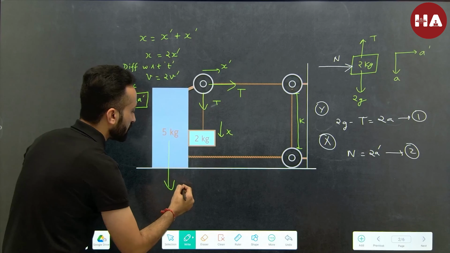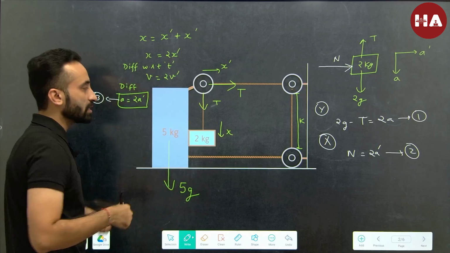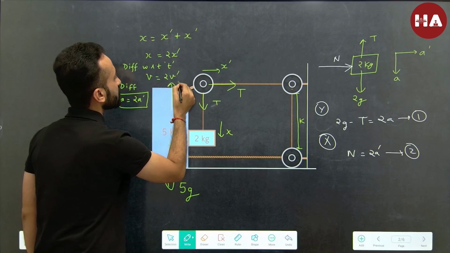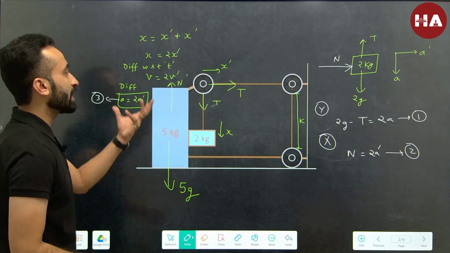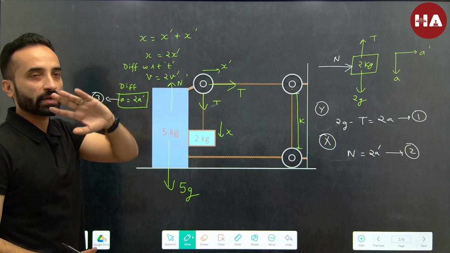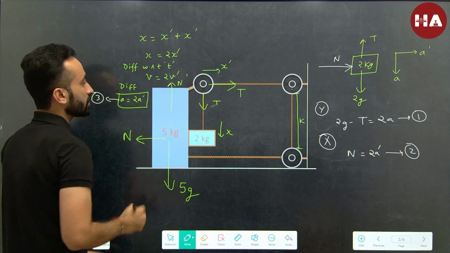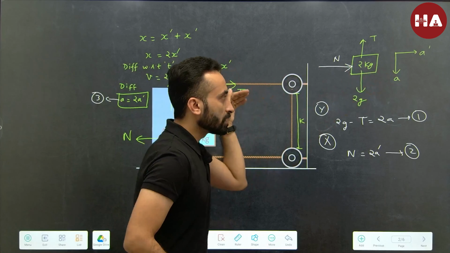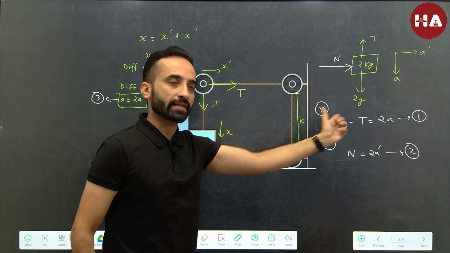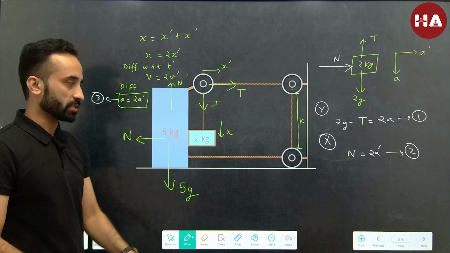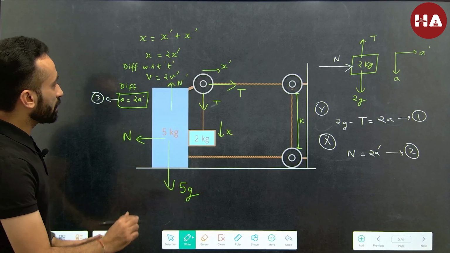Then obviously 5g acting in the downward direction. Then there is a normal contact, let's say N dash, that is because of the ground on the 5 kilogram. Next is the same N as 2 kg is experiencing to the right, it will give the same reaction to the 5 kg in the left direction. So one last force is left now, that is the tension again because of this string.